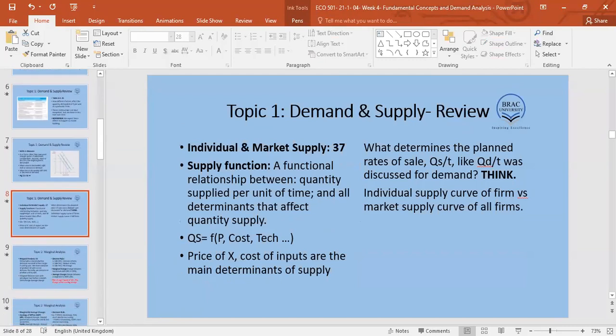Before we move to topic 2, which is marginal analysis, does anybody have any questions? No, sir. Okay, then I'll move to marginal analysis.